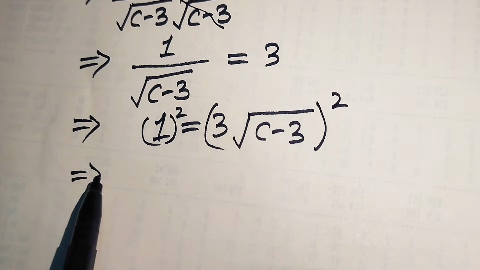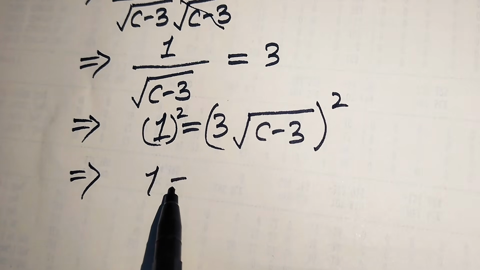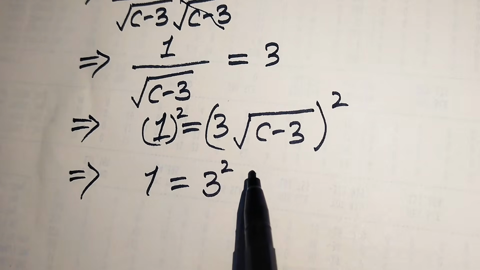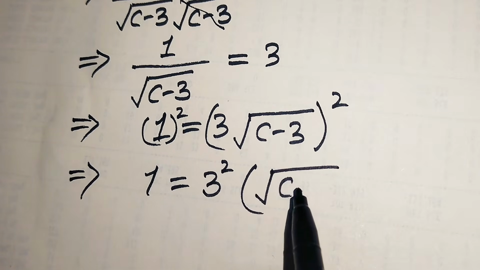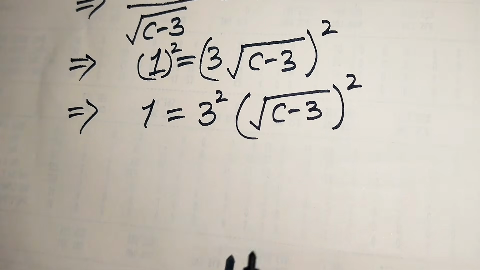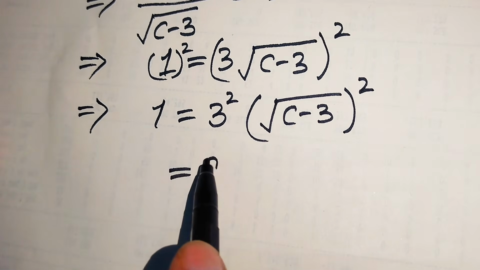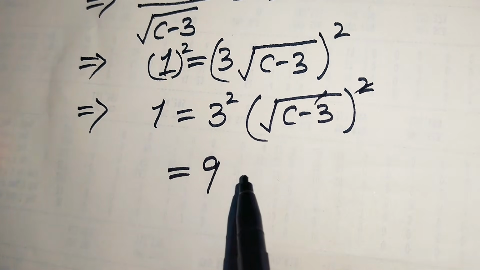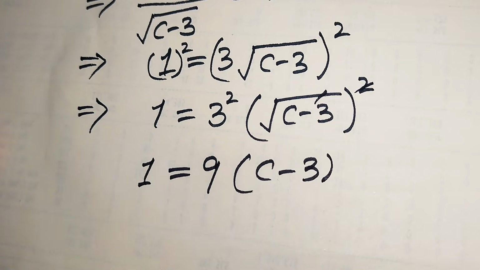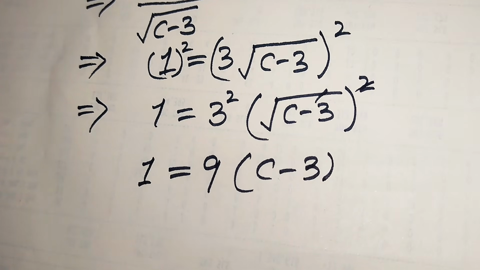And you very well know that the square root of 1 becomes 1, and here we apply the square separately on both of these two values, and it becomes 3 square into the square root of c minus 3 whole square. And further, 3 square becomes 9, this square and this square root are gone, and we get here c minus 3, and in the left-hand side we have only 1.